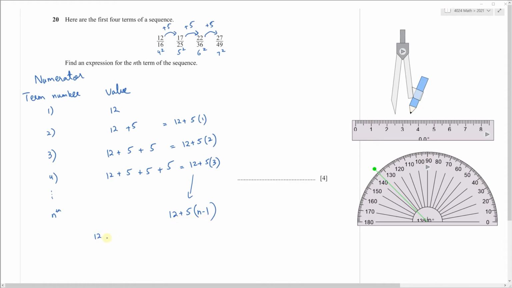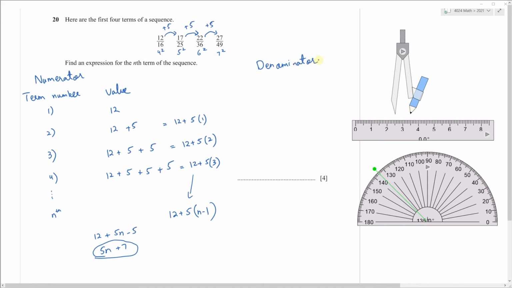So let's solve for this. If I open the bracket, I get 5n minus 5. So 5n, 12 minus 5 is 7. So for the numerator, the nth term is 5n plus 7. Now let's look at the denominator. I'll write it down here.